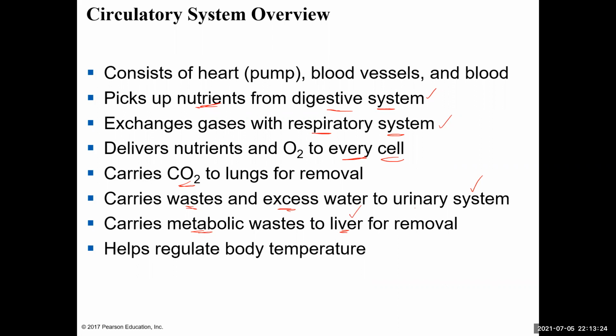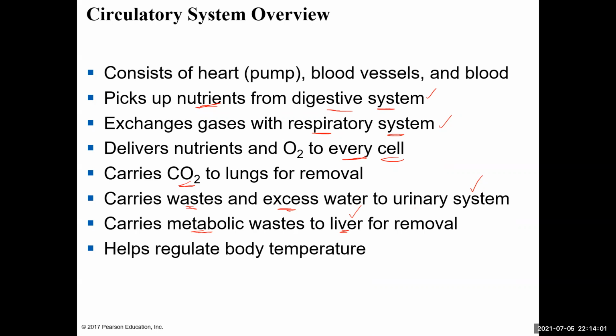But it also helps to regulate body temperature. So blood is really important for regulating body temperature. And we briefly talked about this already in a previous chapter. But basically, the blood vessels can constrict and dilate depending on whether the person is hot or cold. If they're cold, the blood vessels will constrict to keep that warmth within the body. And if they're hot, the blood vessels will dilate to allow the blood to run very close to the surface of the skin so that the heat can dissipate into the atmosphere.